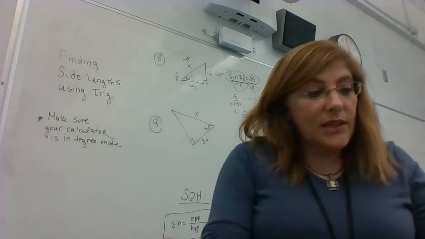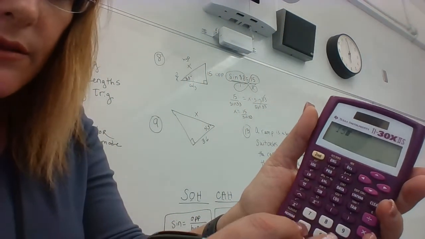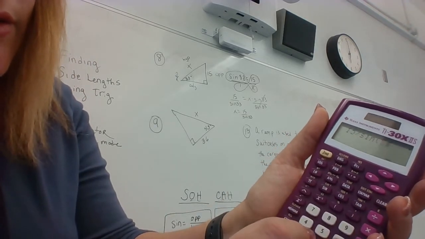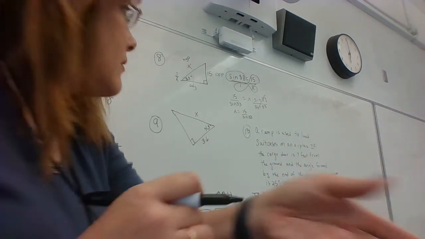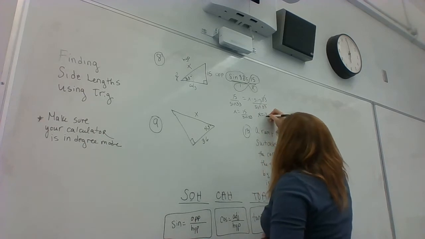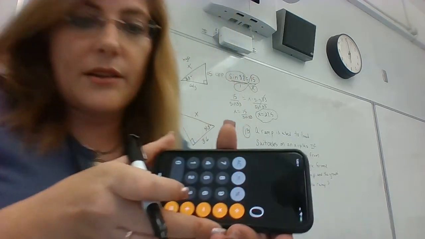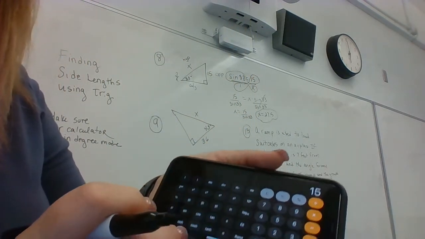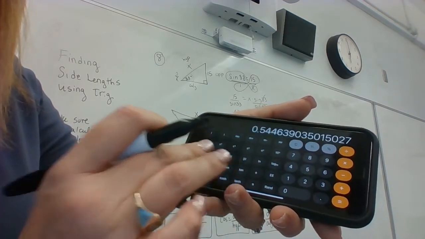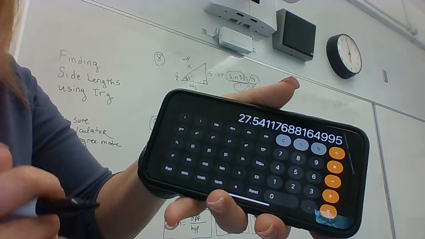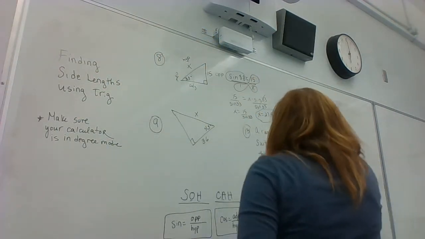Now, let's see if we can figure out what that is on our calculator. So 15 divided by sine of 33 equals 27.5. So x equals 27.5. Let's see what it is over on this calculator. 15 divided by 33 sine equals 27.5. Okay, so we solved that one.